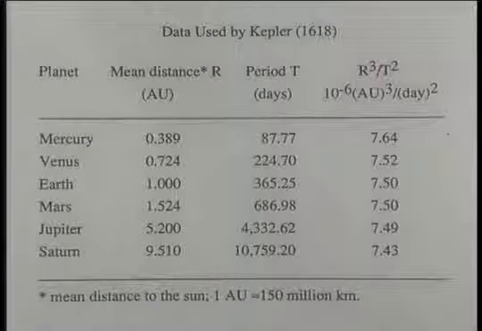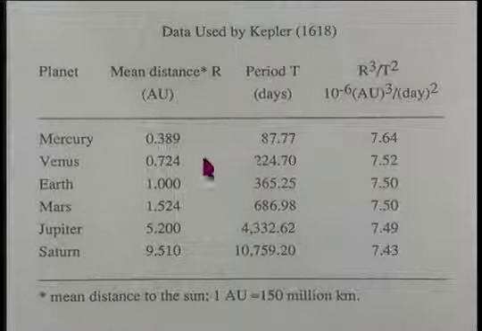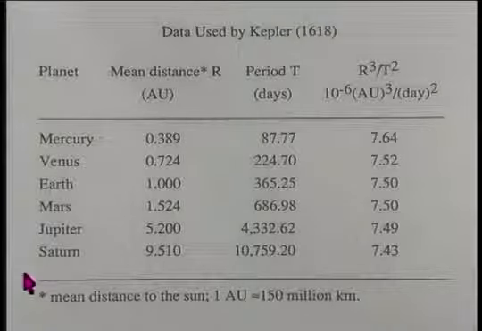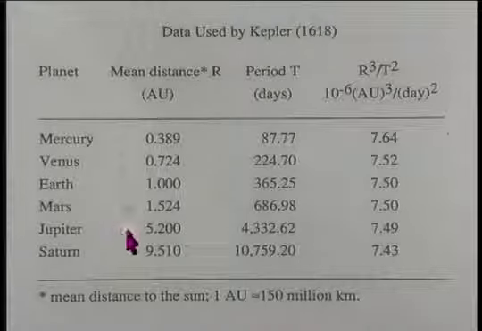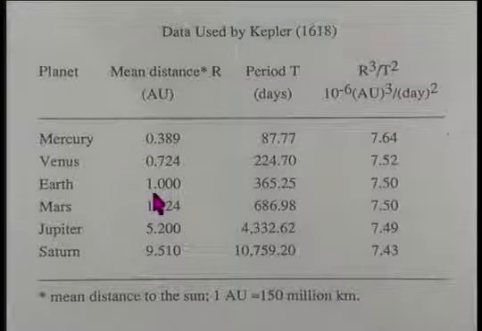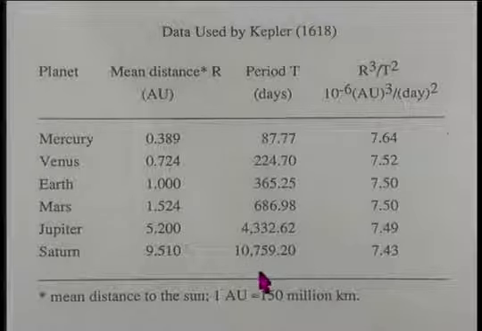I will show you here the data that Kepler had available in 1618, largely from the work done by, of course, astronomers, observers like Tycho Brahe and others. You see here the 6 planets that were known at the time, and the mean distance to the Sun. For the Earth, that is 1, because we work in astronomical units. Everything is referenced to the distance of the Earth. This is 150 million kilometers. And it takes the Earth 365 days to go around the Sun, Jupiter about 12 years, and Saturn about 30 years.